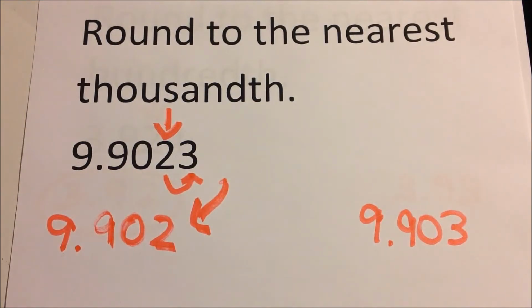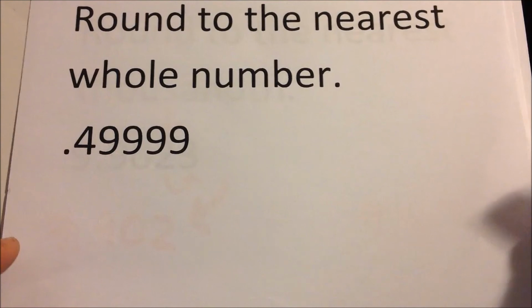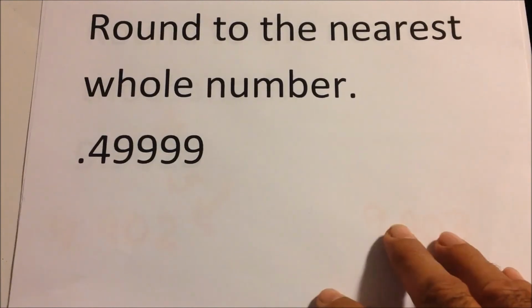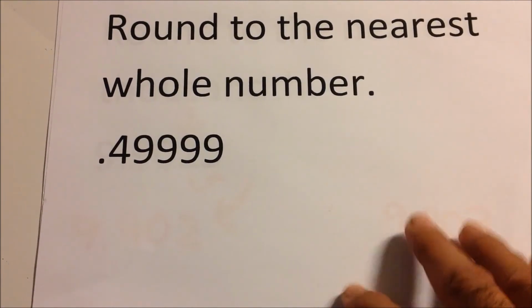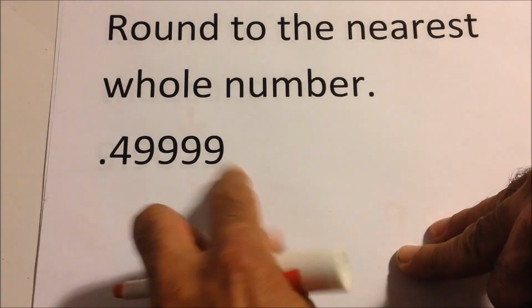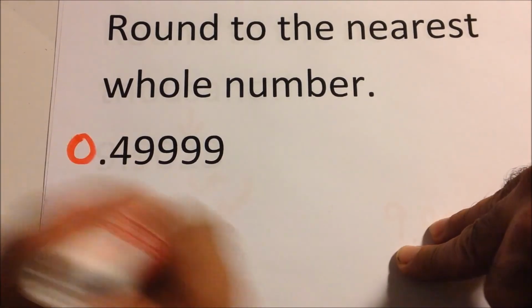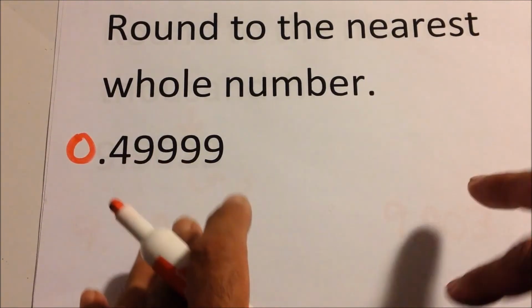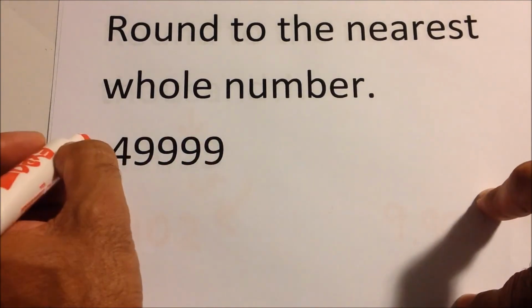So here's a tricky one. See if you can do this one last one. Round to the nearest whole number. Well, there is no whole number. Or is there? It's actually invisible, right? 0.4999. You don't have to put the 0 there. It's there. Even if you don't put it, it's there. So the nearest whole number is 0.